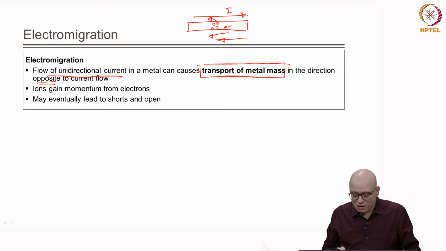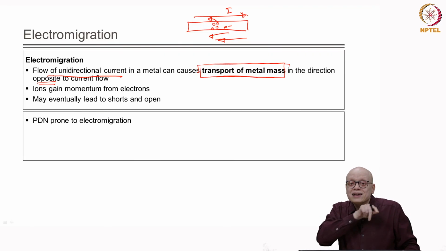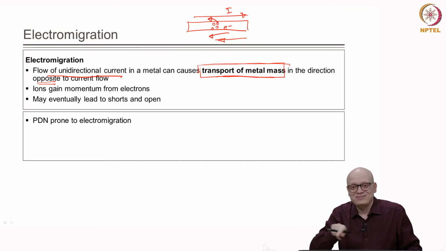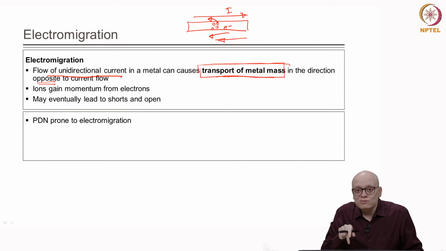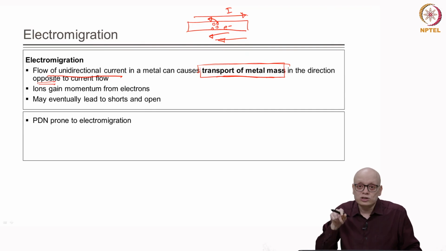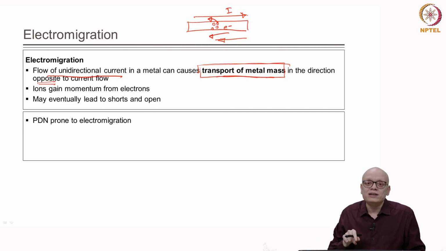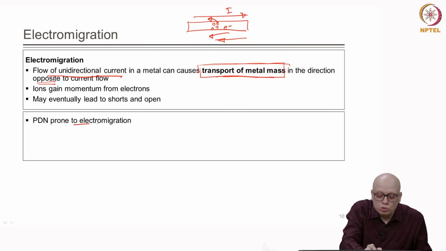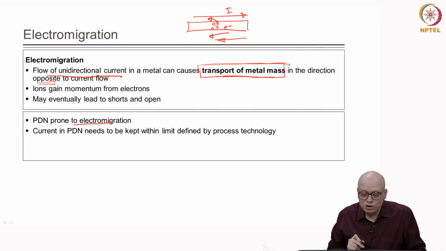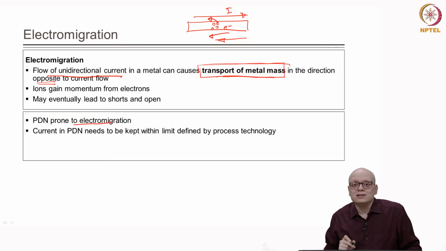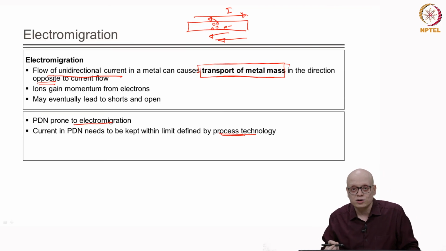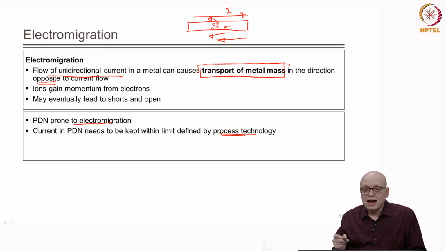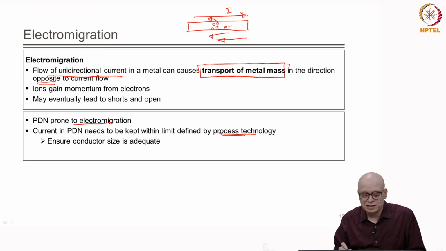But what happens in the power delivery network is that the current always moves in one direction, from VDD to the element where it is supplying the power, and therefore the direction of current is unidirectional, and power delivery networks are more prone to electromigration. Therefore, we must consider, for a given process technology, what the tolerance limit of electromigration is, and based on that we need to take some corrective measures.